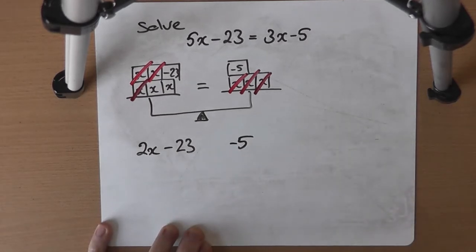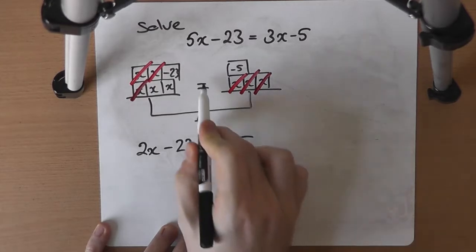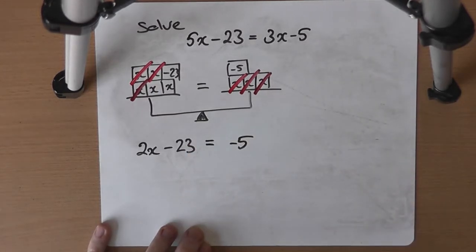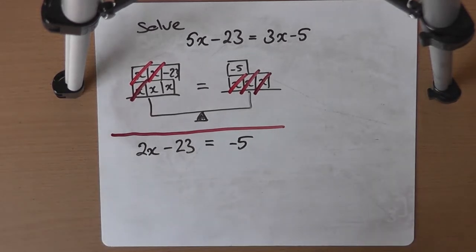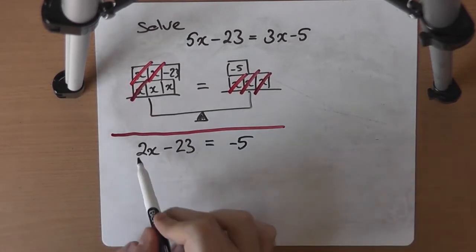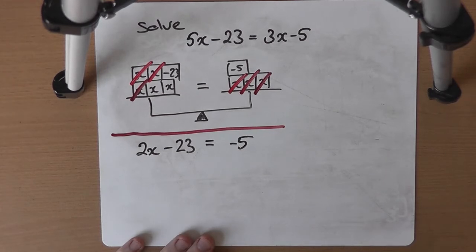These two things left and right are what? They are equal to each other, because the whole point is that the scales are still balanced, so they are still equal. This here is something we can now solve with a function machine. So we can effectively rule off, and we don't need to look at the scales anymore. We've dealt with them, we're not interested in them anymore. All we are interested in is this step here. 2x minus 23 equals minus 5, or more specifically, the question: solve 2x minus 23 equals minus 5.